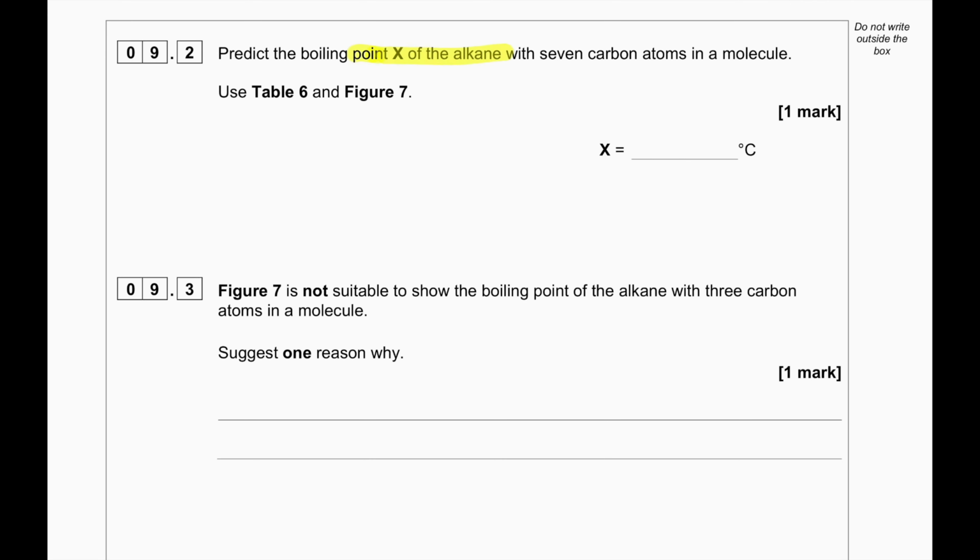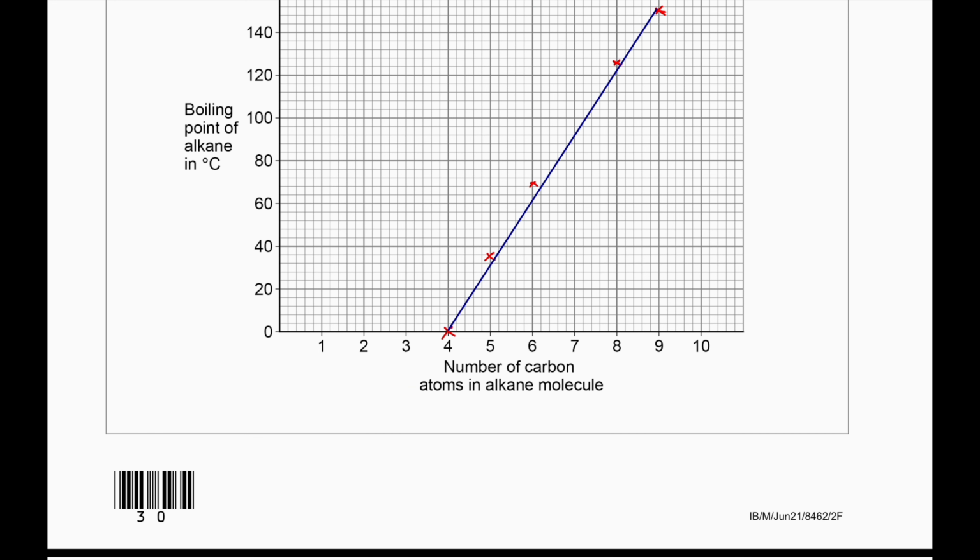Predict the boiling point of the alkane with 7 carbon atoms in the molecule. So we will extrapolate at 7 carbons, and then we're going to find the level. So it comes to about 92.